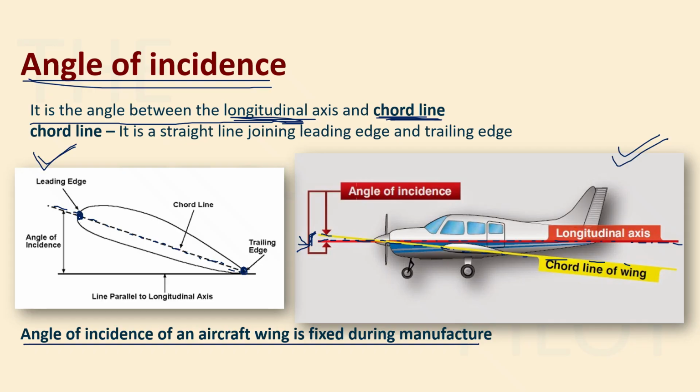Then how can we change the angle of incidence? Why is it written here, and why am I saying that we can change the angle of incidence? It is because the angle of incidence we are talking about is not of the wing. We are talking about the angle of incidence of the tail, right? The tail plane can move. The wings are fixed. The wings do not move, right? So the angle of incidence of the wings of the aircraft is fixed, but we can change the angle of incidence of the tail of the aircraft. How? That we'll see now.